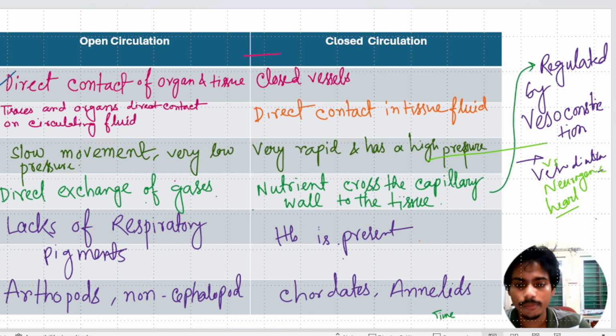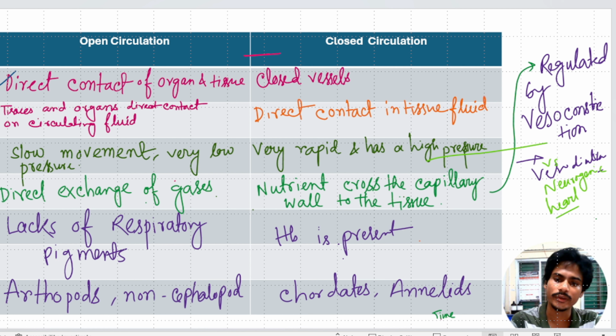And now coming to the next point: in an open system, tissues and organs are in direct contact with the circulating blood. And for a closed system, the tissues and organs are in direct contact with the tissue fluid, not the circulating fluid.